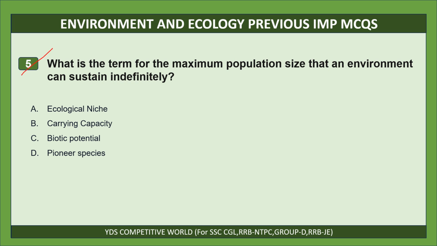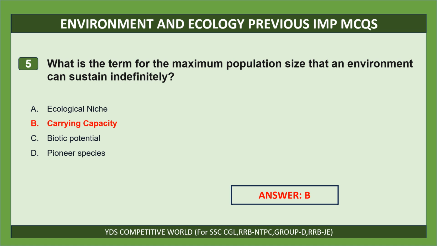Fifth question. What is the term for the maximum population size that an environment can sustain indefinitely? Option A. Ecological niche. Option B. Carrying capacity. Option C. Biotic potential. Option D. Pioneer species. Option B. Carrying capacity is the correct answer.